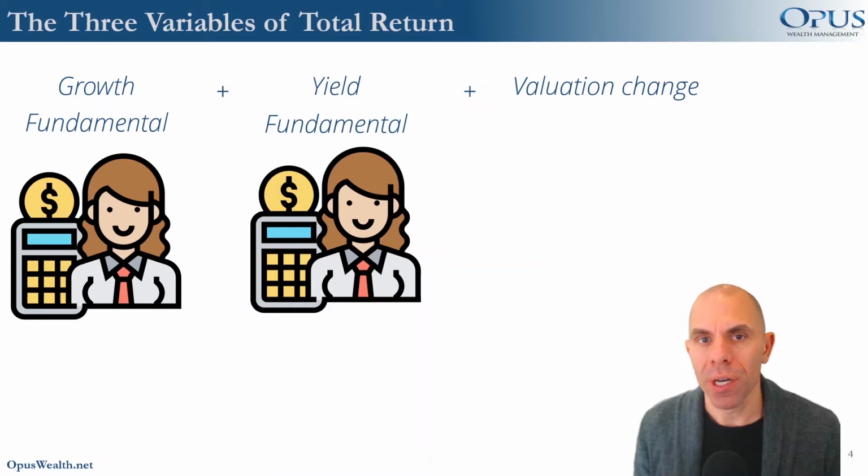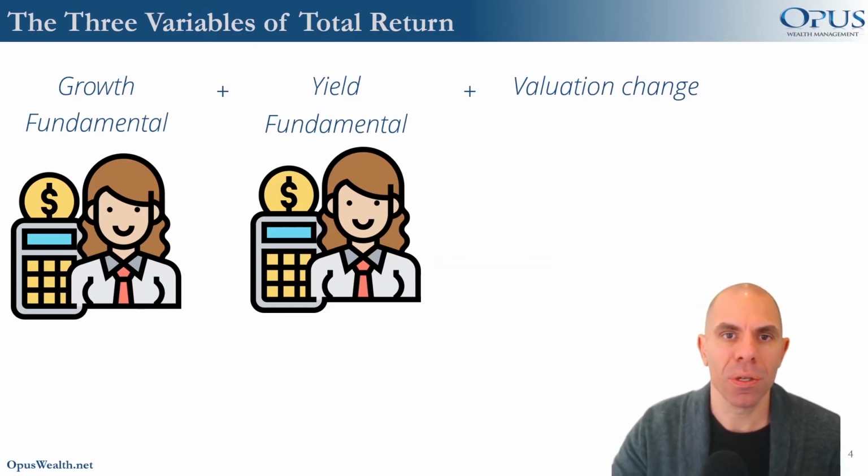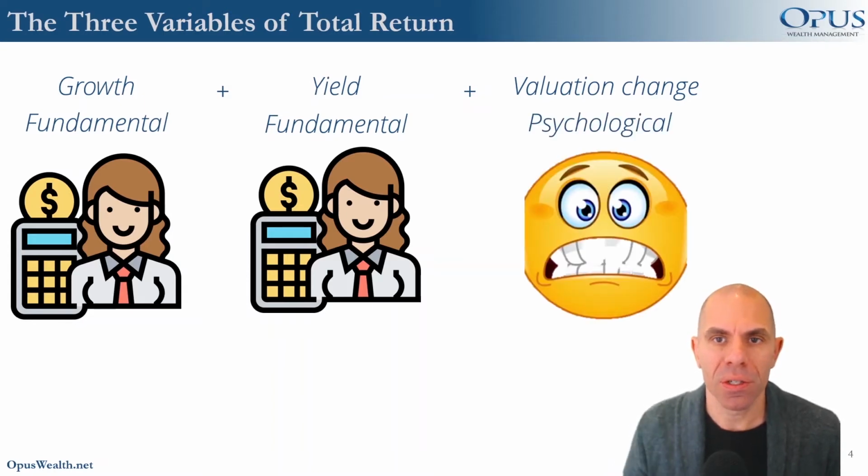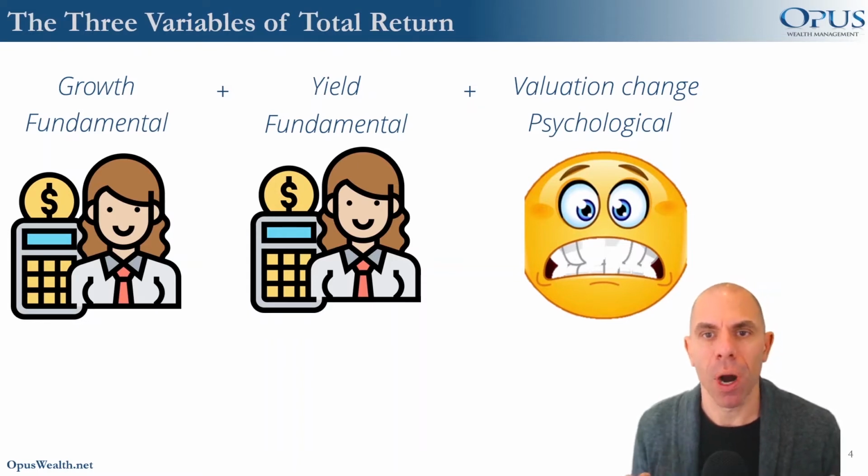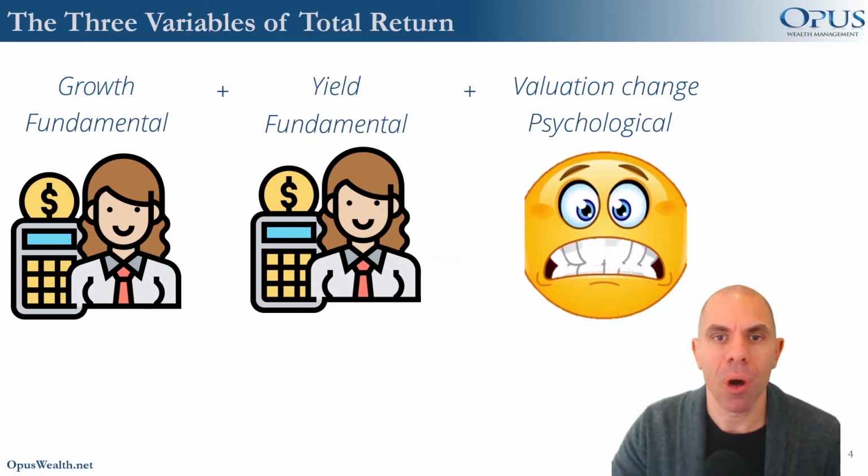You always know the price you paid for something, how expensive it was. What you don't know is the price at which somebody is going to take it off your hands in the future. In essence, how much they value your growth and yield in the future is primarily determined by their psychology, how optimistic or pessimistic they were at the time. And that's impossible to guess years in advance. And that makes the valuation change very tricky and very different from the other two variables.